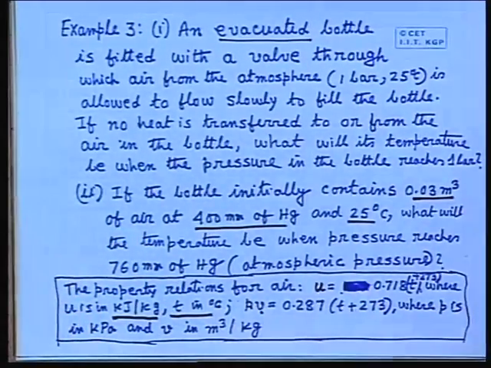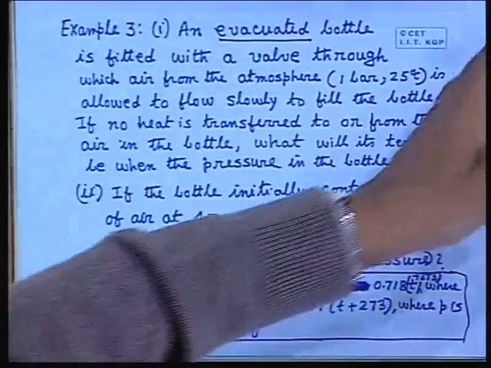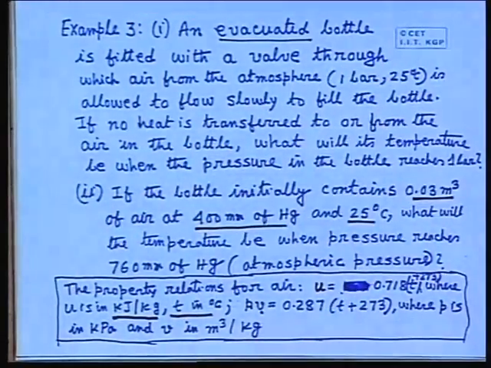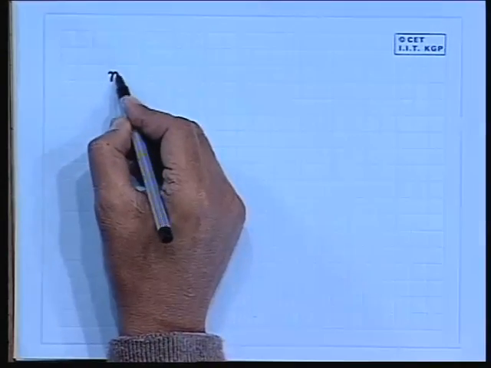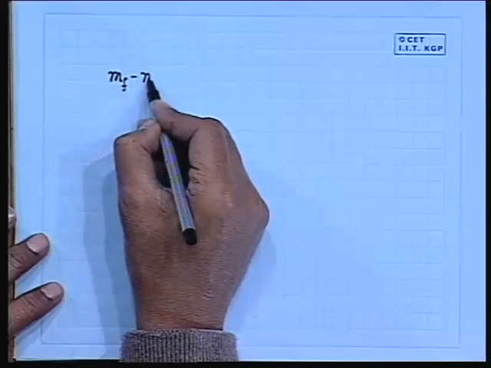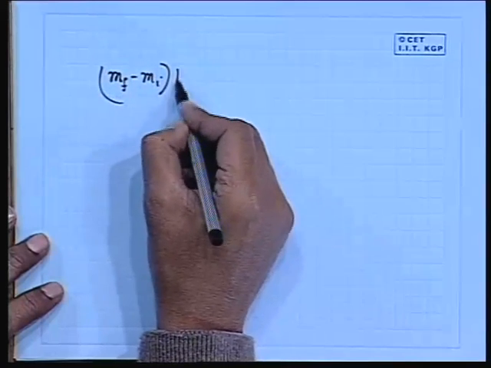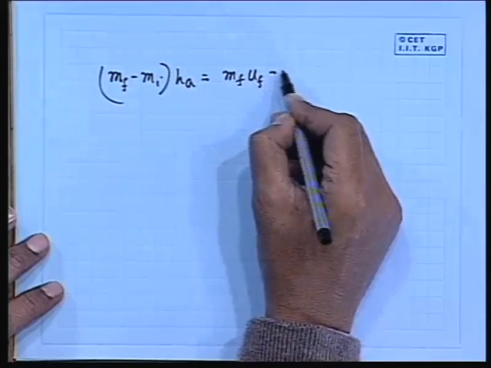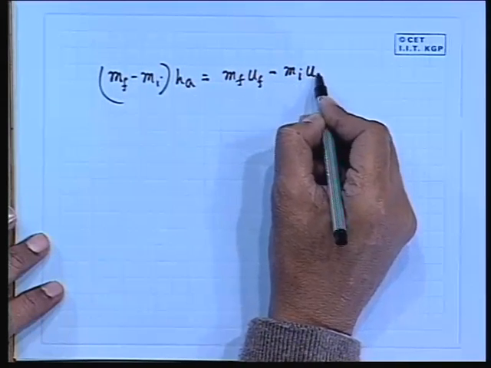Please write it. So how to solve this problem? Just apply this equation. What is the equation? That T is equal to 144 degrees. You have written it? This equation we will now be solving. That means I write this equation: MF minus MI into HA is equal to MF UF minus MI UI. What is MI?